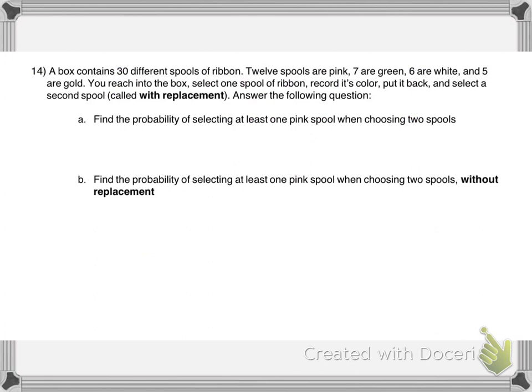Okay, this one says a box has 30 spools of ribbon. So this is the same as the problem on page 4, but it's going to ask us new questions. It says 12 are pink, 7 are green, 6 are white, 5 are gold. Okay, so we have 12 that are pink. I'm actually just going to use the first letter. I guess GR for green and GO for gold. 7 that are green, 6 that are white, and 5 that are gold.